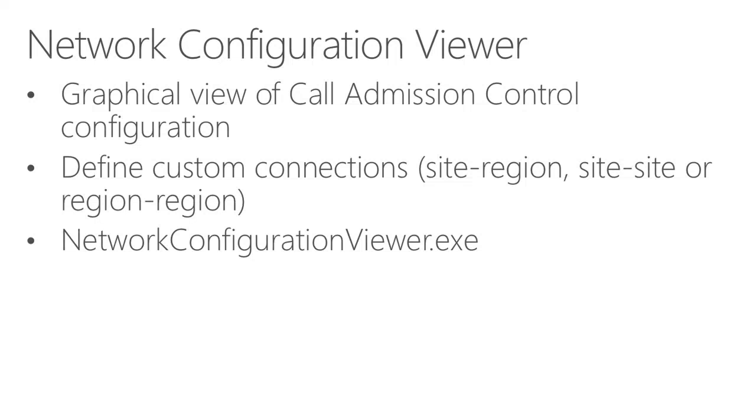Network configuration viewer. This, again, goes back to what's called mission control. You may have looked at the policies you have in place, your networks, your subnets, your site names, regions, all those sorts of things. It can be quite hard to read in the Lync control panel, because it's on several different tabs. You have to keep going back and forward to see what's going on.